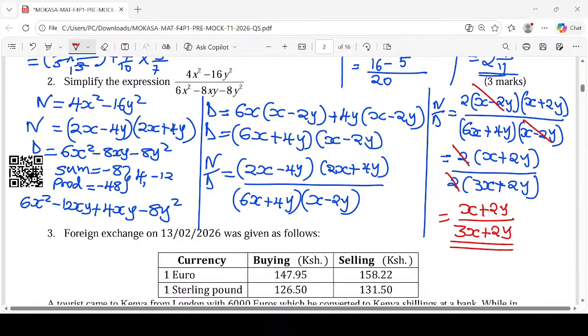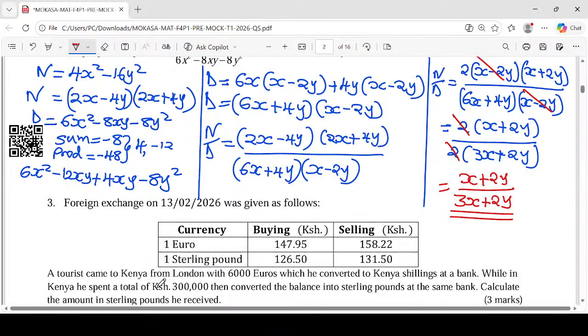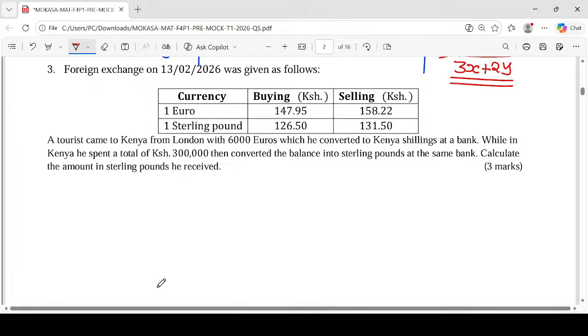Let us now look at question number 3. Foreign exchange on 13th of February 2026 was given as shown below. You can see the table, the currency, the buying column and the selling column. A tourist came to Kenya from London with 6,000 euros, which he converted to Kenyan shillings at a bank. While in Kenya, he spent a total of 300,000, then converted the balance into sterling pounds at the same bank. Calculate the amount in sterling pounds he received.